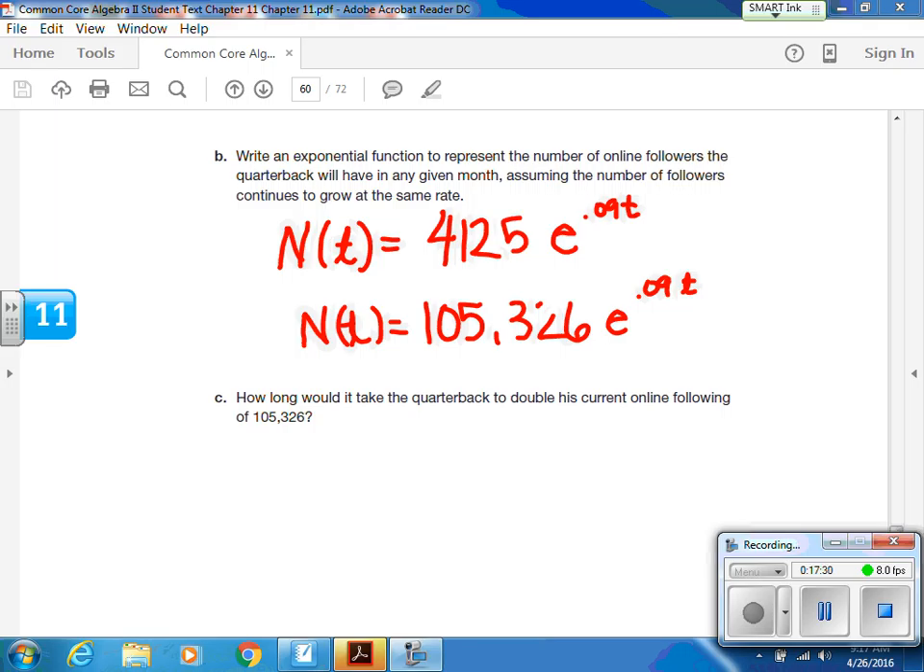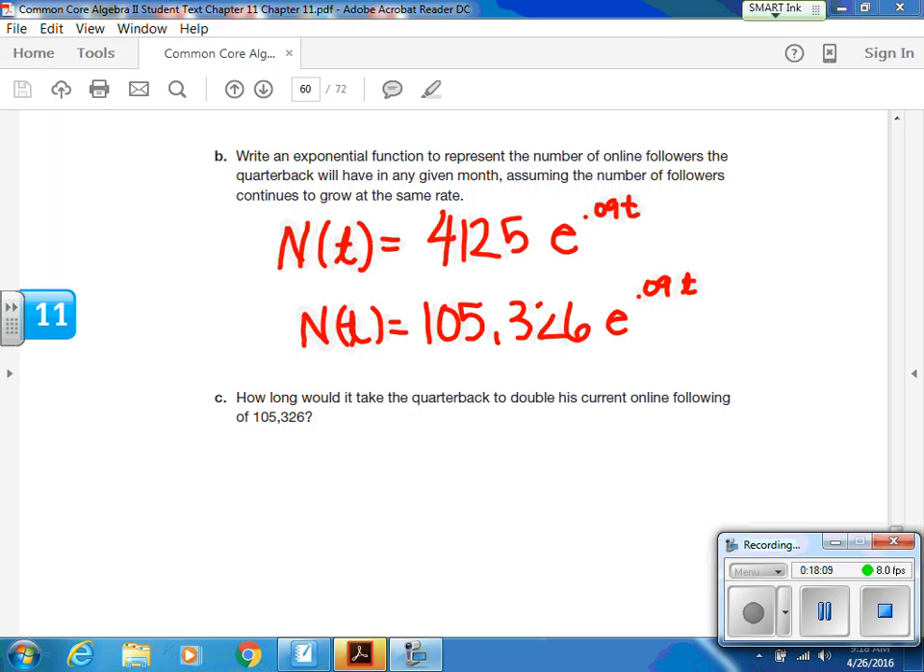If you're asking, well, how long did it take to get to 200,000 followers? Well, if you're starting from here, it's going to take less time. Do you mean from the beginning or do you mean right now? I would take either one of these, I think. But when you turn around to use it, you need to think about it, because we want it to double his current online following. I wouldn't even mess with this one. I would use this one, because this is his current online following.